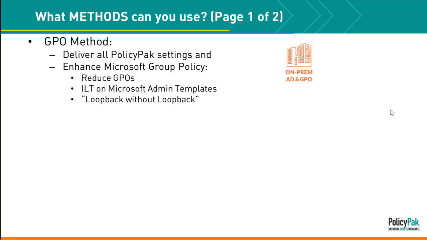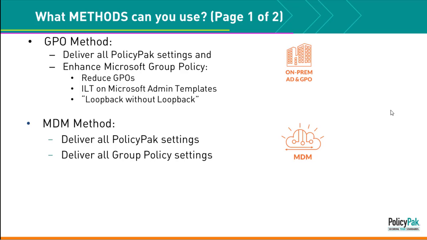Well, there's the GPO method, and the GPO method means that what do you get out of that? Well, you can deliver all of PolicyPak's special superpower settings, plus enhance Microsoft's group policy system. It's great. I love group policy. I wrote a big fat group policy book, and I was a group policy MVP for 14 years, but it needs a little help. And some extra bonus superpowers you get when you use the group policy method is you can reduce GPOs, you can put item level targeting on all of Microsoft's admin templates, which is awesome. And you can also do our special superpower loopback without loopback. Now, I can't go into that here. We got too much stuff to cover. But again, you can see if you use the GPO method, not only do you deliver PolicyPak superpowers, but you also get some additional group policy superpowers.